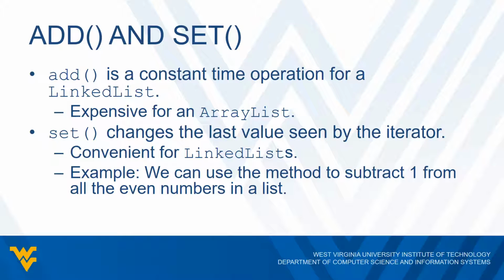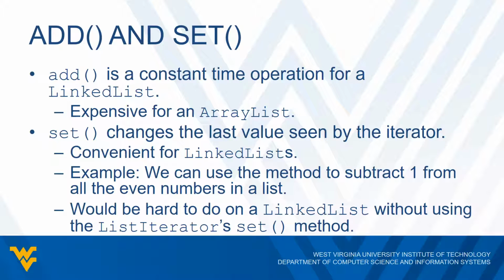Now imagine trying to do this without the set method. This would be really hard to do for linked lists because we didn't have a way to directly access each of these items. We would have to go through the iterator, and trying to change it without the iterator would be pretty difficult. You'd probably have to search the entire list and it would get really messy. So using the iterators for linked list is very useful for us.